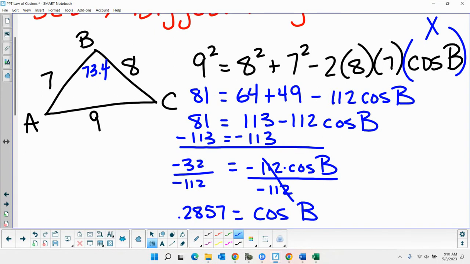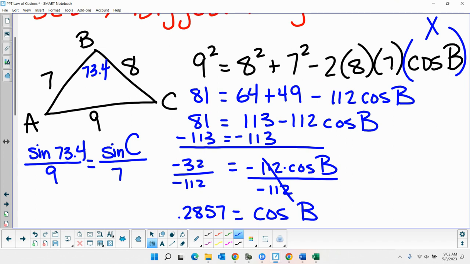Okay. How many times do we use law of cosines? Once. Now we go to law of what? Sines. Which one do we find? A or C? C. Why? It's the smaller one. Very good. You guys are so smart. So we're going to go sine of 73.4 over 9 equals the sine of angle C, because it's smaller, over 7. And we're going to find angle C by cross multiplying and dividing.